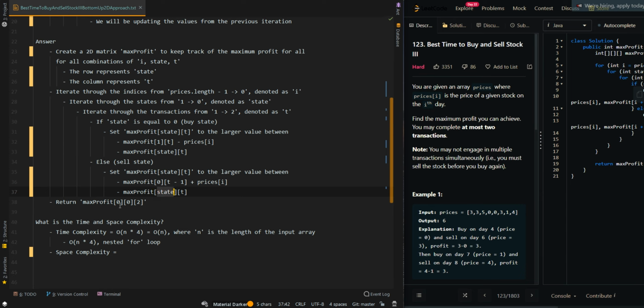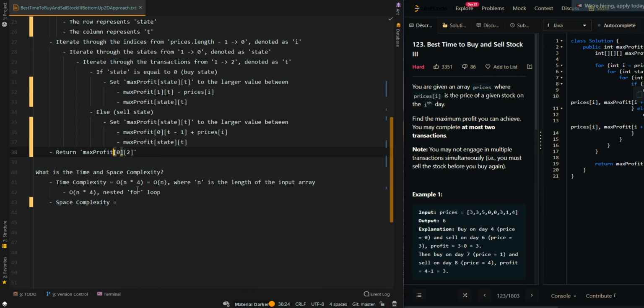And then we're going to return the maximum profit if our initial state is equal to buy, and the number of transactions we start out with is equal to 2. Now let's go over the time and space complexity. The time complexity stays the same, but the space complexity is O of 2 times 3, which is equal to O of 1. This is the max profit matrix.